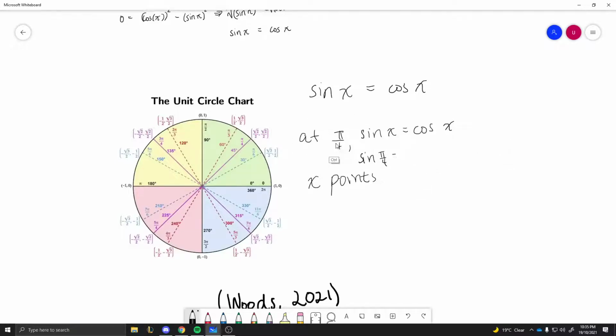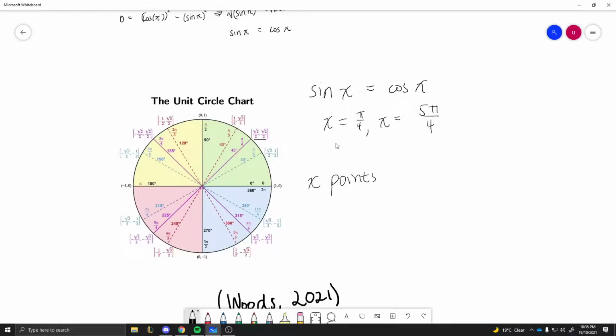Knowing that the unit circle is symmetrical, pi over 4 is a valid point, and these are also equal at 5 pi over 4, which would be another solution. Because these are both positive and these are both negative, the solutions are still the same. So x equals pi over 4 and x equals 5 pi over 4 are both valid solutions.